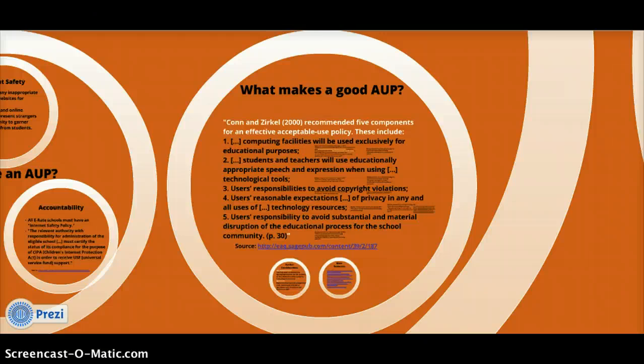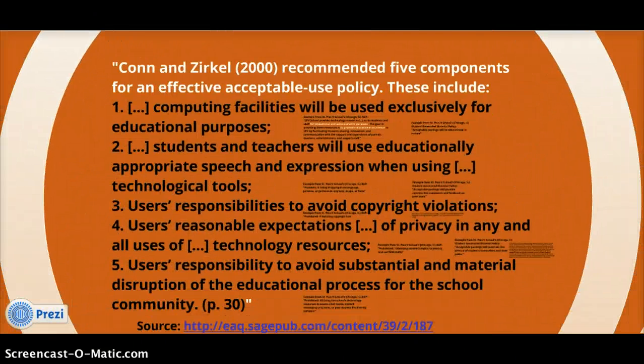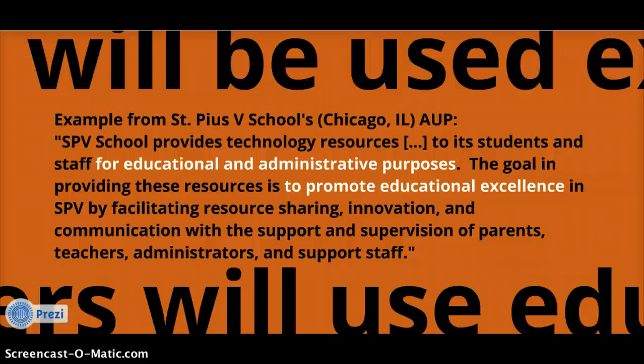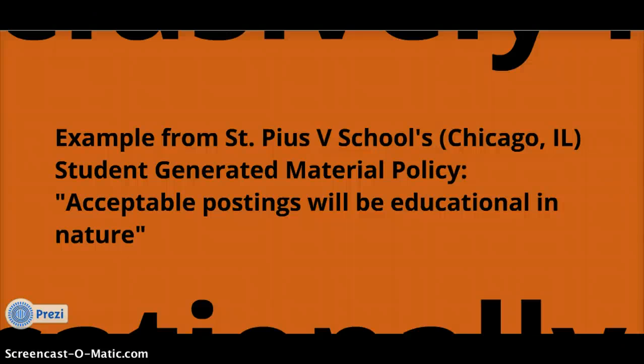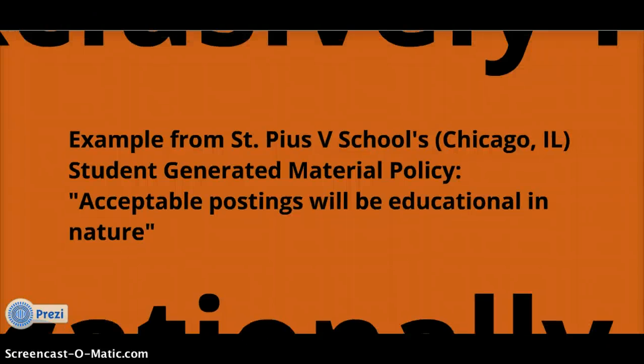And then I asked what makes a good acceptable use policy. From our reading, I looked at these 5 components. Number 1, computing facilities will be used exclusively for educational purposes. And then here I go into examples from my school's AUP. It says that it will be used only for educational and administrative purposes. It's to promote educational excellence, and so on and so forth. And then we also have something called the student-generated material policy, which means that anything that students post online in reference to classes will be for educational uses only.